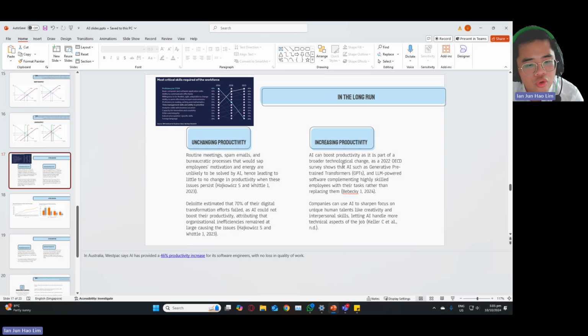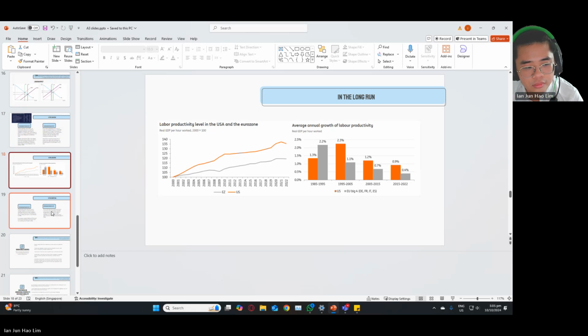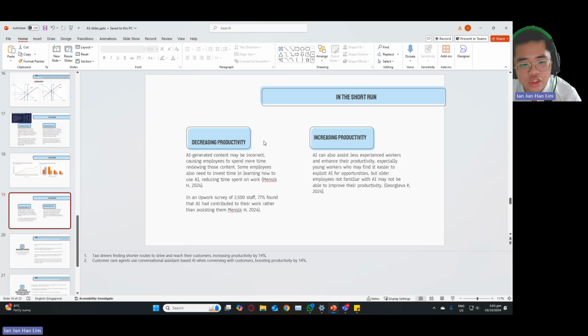But however, AI can also leave productivity unchanged, as certain issues within the company, such as routine meetings, bureaucratic processes, and spam emails that sap energy, motivation and productivity may not be solved by AI. Thus, AI may not solve this problem and not really change the productivity, as shown here. And then here's just a graph of the long run. The next is in the short run.